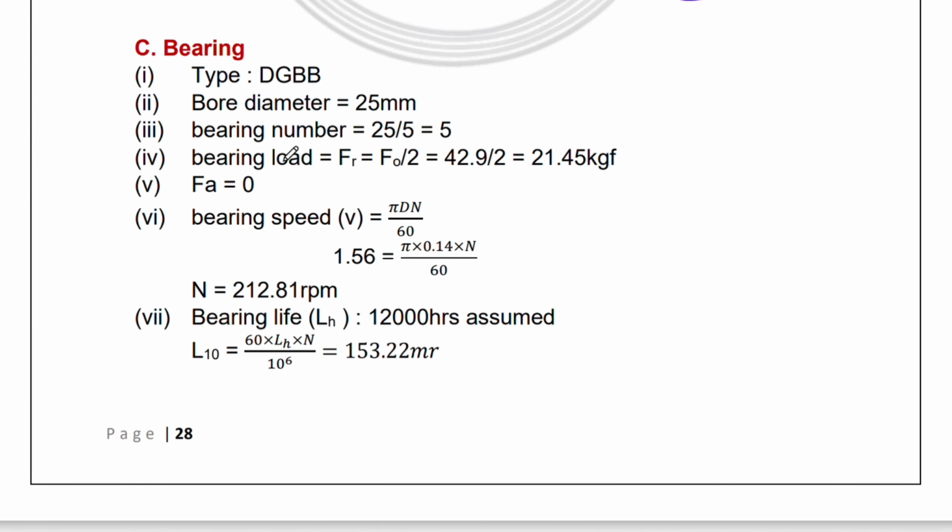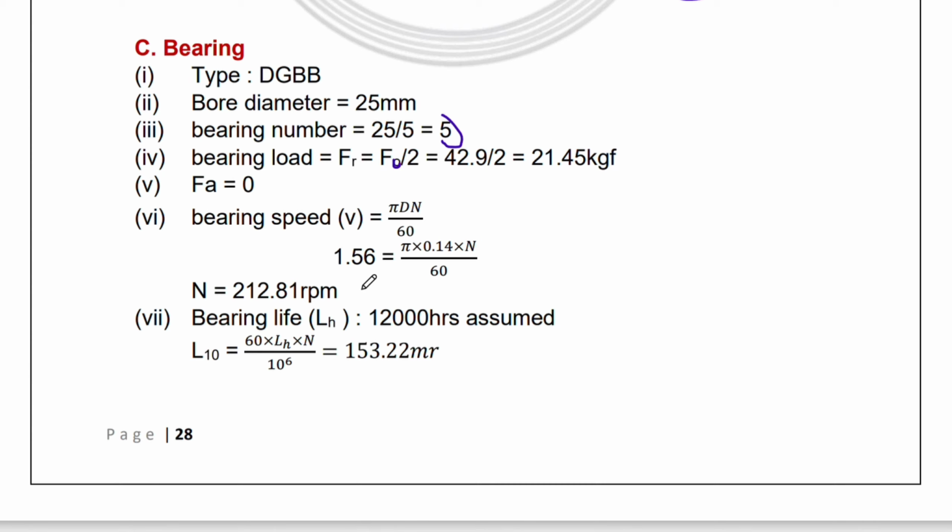Next is bearing design. For bearing we take the type of bearing as deep groove ball bearing. Its bore diameter is 25. Bore diameter divided by 5 gives the bearing number, which is 5. Then bearing load Fr is equal to Fu by 2, so Fu is 42.9 by 2, we get 21.45. Fa will be 0.